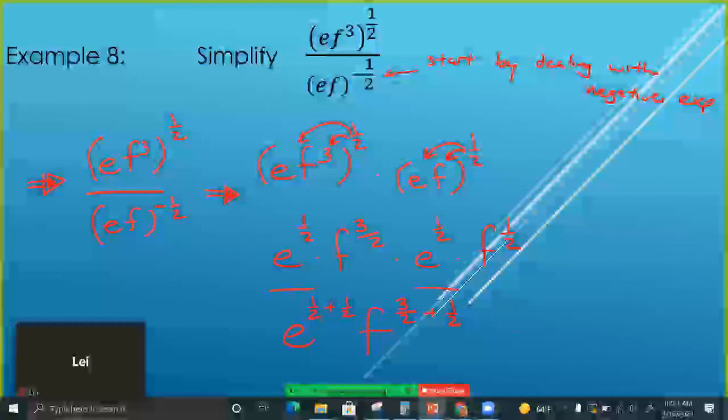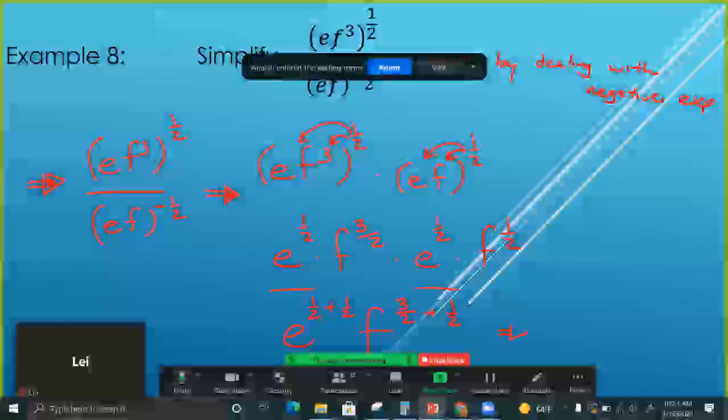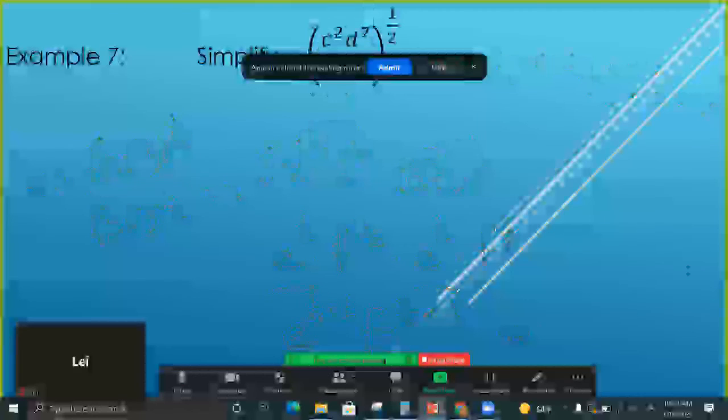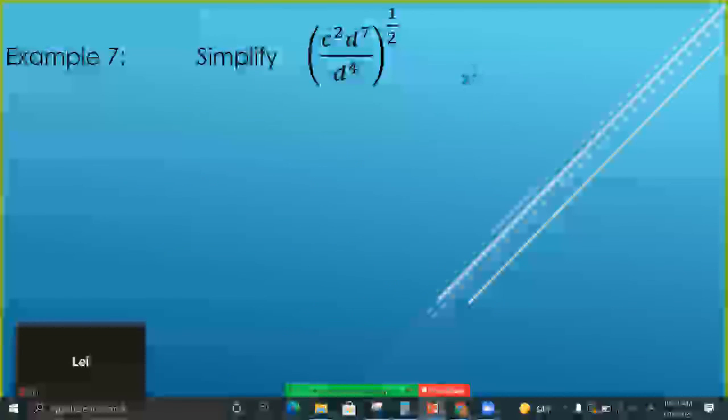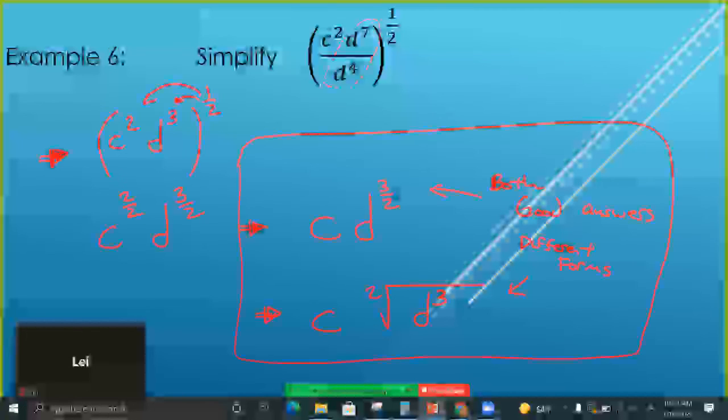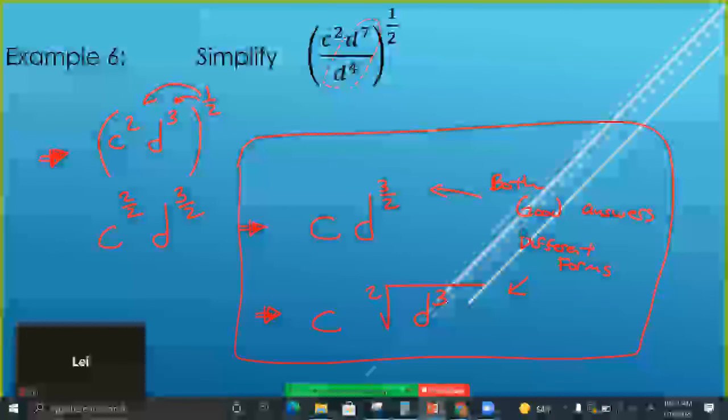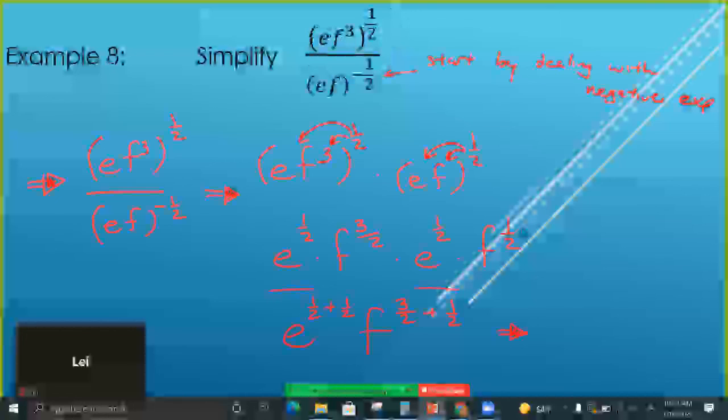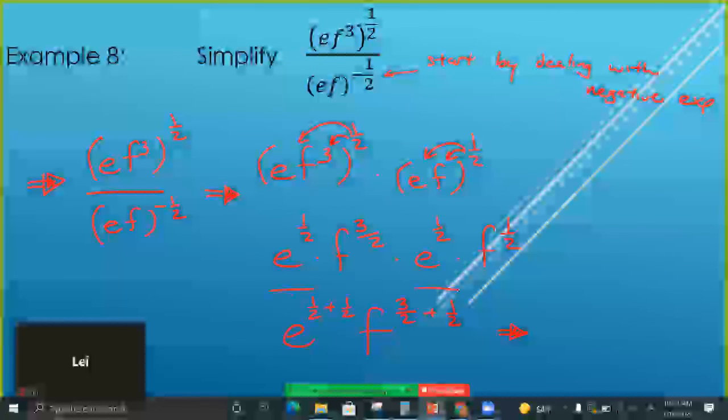And we've got to deal with the fractions. There we go. All right, so my e's, let's continue.